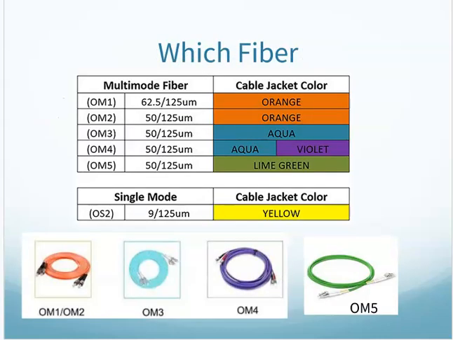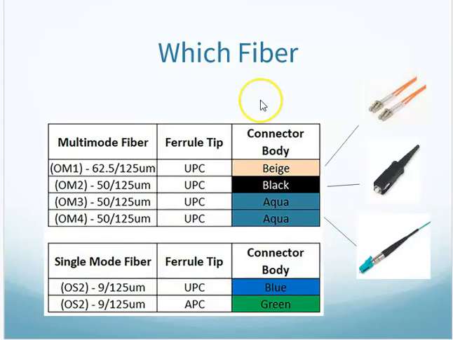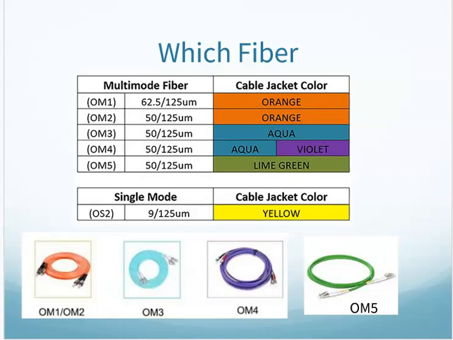which brings you to the color code of your cable jacket, letting you know what type of fiber you're dealing with, and also your connectors, letting you know what fiber you're dealing with. So pay attention to the color code as we're connecting things, so we're not connecting a large core to a small core, vice versa kind of thing.